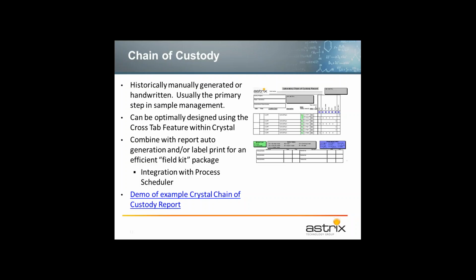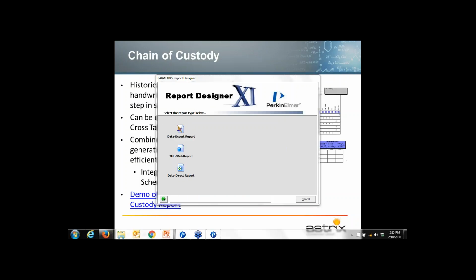So I have my LabWorks desktop screen open, and I'm going to launch the Crystal Report Designer here. So bear with me. We've got technology at work here. We're bouncing back and forth between a live application and PowerPoint, so we hope this goes off without a hitch. Once I launch my Crystal Report Designer, here's my report design screen where I select the type of report that I'm going to modify. In this particular case, I'm selecting the data export report, and I'm picking my chain of custody report.